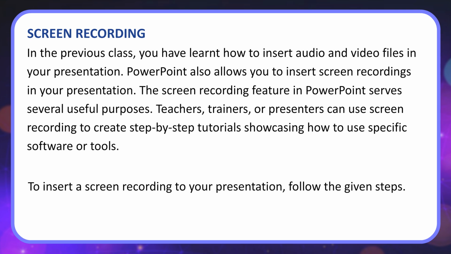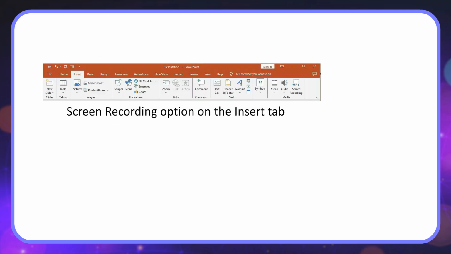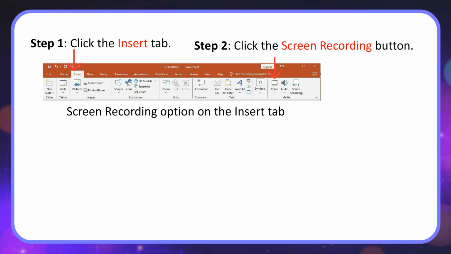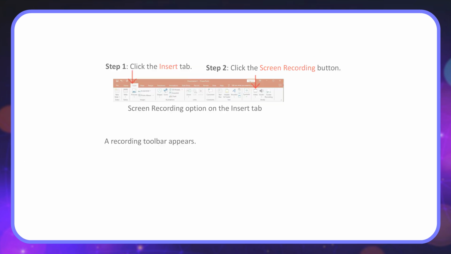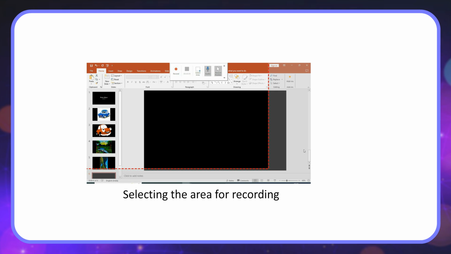To insert a screen recording to your presentation, follow the given steps. Screen recording option on the Insert tab. Step 1. Click the Insert tab. Step 2. Click the Screen Recording button. Recording toolbar appears. Selecting the area for recording.